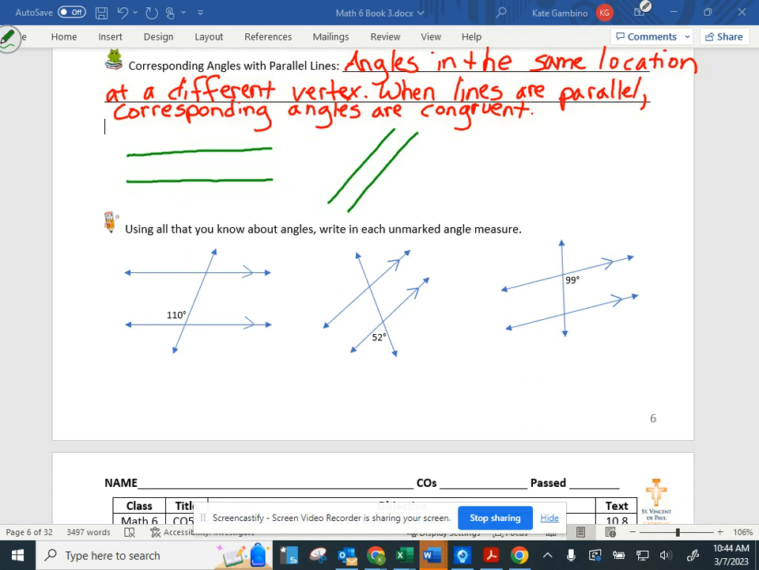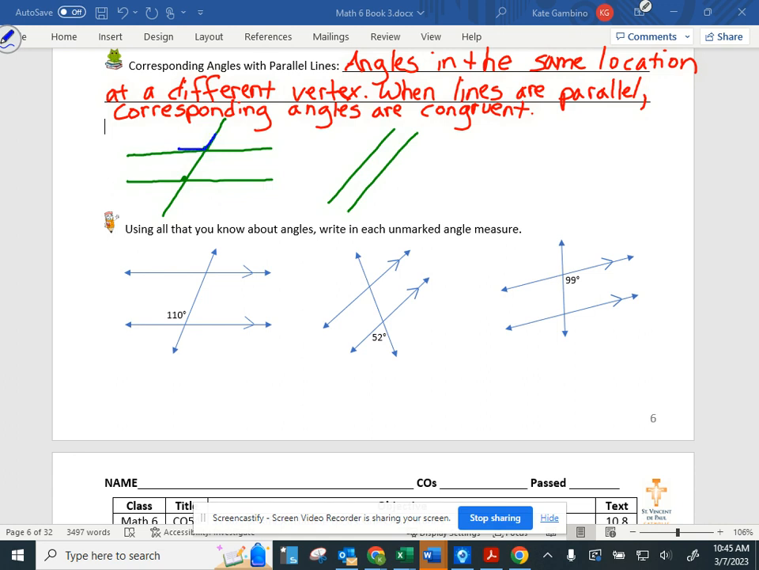Then it says angles. The angles for corresponding angles will be at the same location at a different vertex. So they're not going to share that same corner. So we're going to have a line that comes through and splits them. So now we're looking at two different vertical angle sets. Right? We've got two different x's happening. There's the x up here and the x down here. So we're going to look at the angles that have the same location.